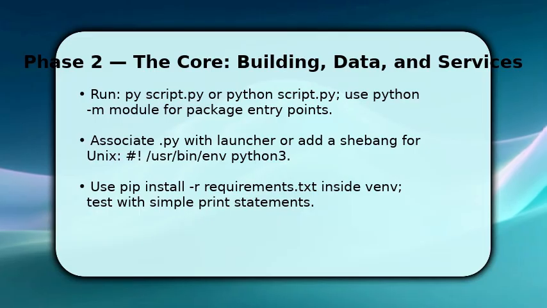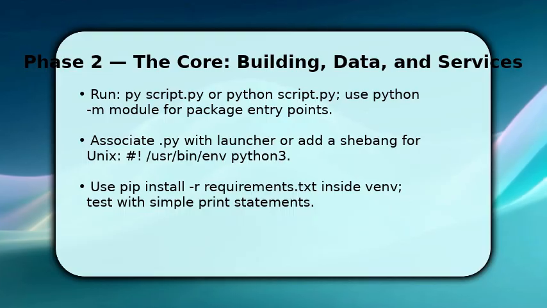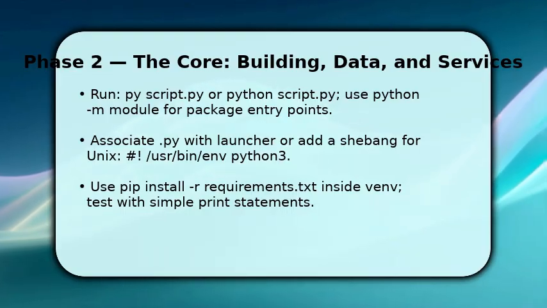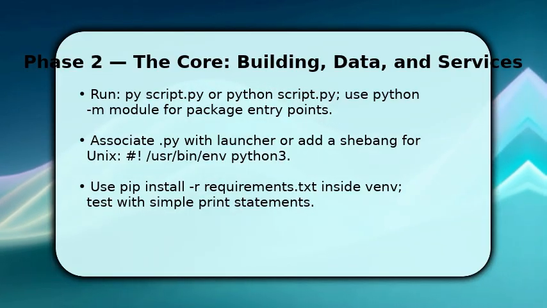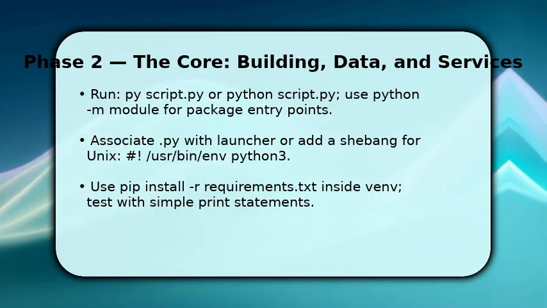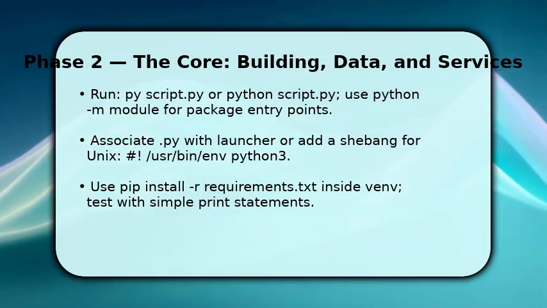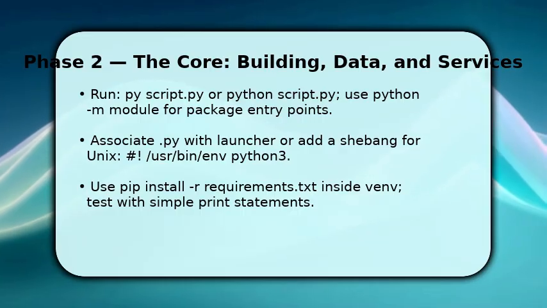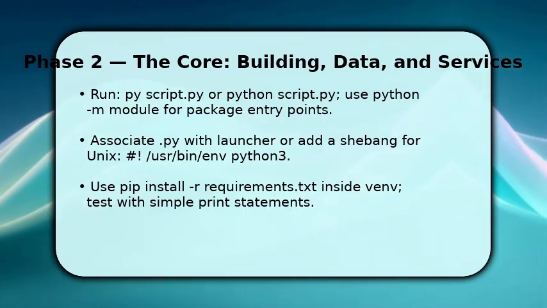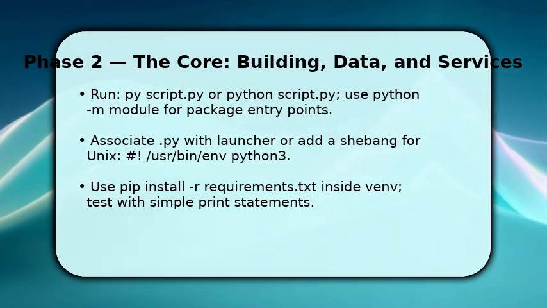Once the environment is ready, run files directly: py script.py on Windows, or python script.py for the active interpreter. To use modules as scripts, run python -m package.module, which avoids path issues. Make file associations if double-click execution is needed, and on Unix add a shebang and chmod +x.